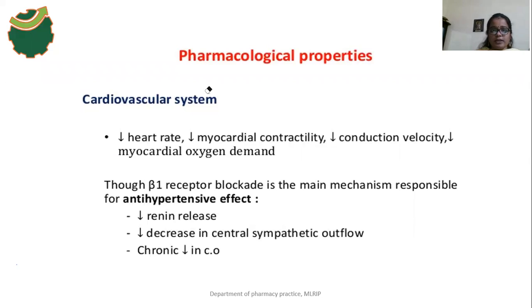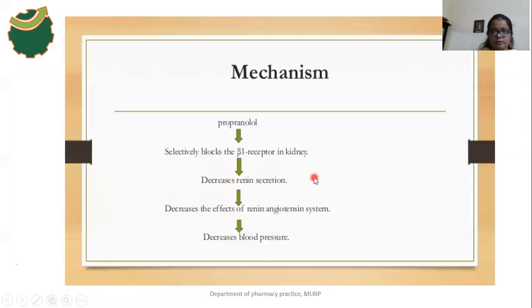Okay, and the next thing is, see this. Propranolol blocks the beta 1 receptor in kidney regions. So that's why it decreases the renin secretion. So there is a decrease in the effect of the renin angiotensin system. So it blocks the activity of angiotensin 2 especially. As a result of blockade of renin, there is a blockade of angiotensin 2 functions.